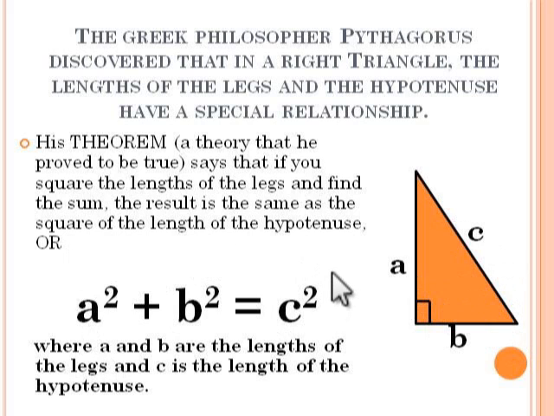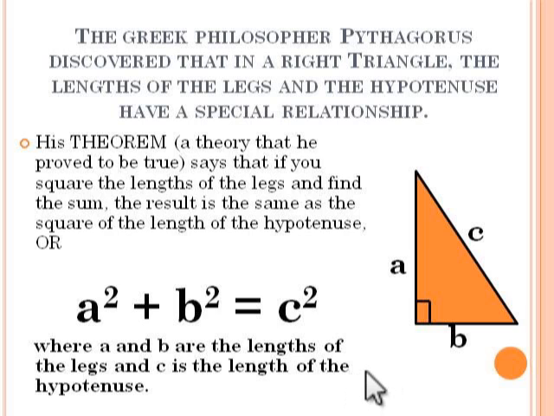So basically his theorem, which is a theory that he proved to be true, says that if you square the lengths of the legs of the right triangle and you add them together, the result is the same as the square of the length of the hypotenuse. We fondly call this a squared plus b squared equals c squared. And a and b are the lengths of the legs. Remember, those are the sides that form the L, and the hypotenuse c is the longest side.